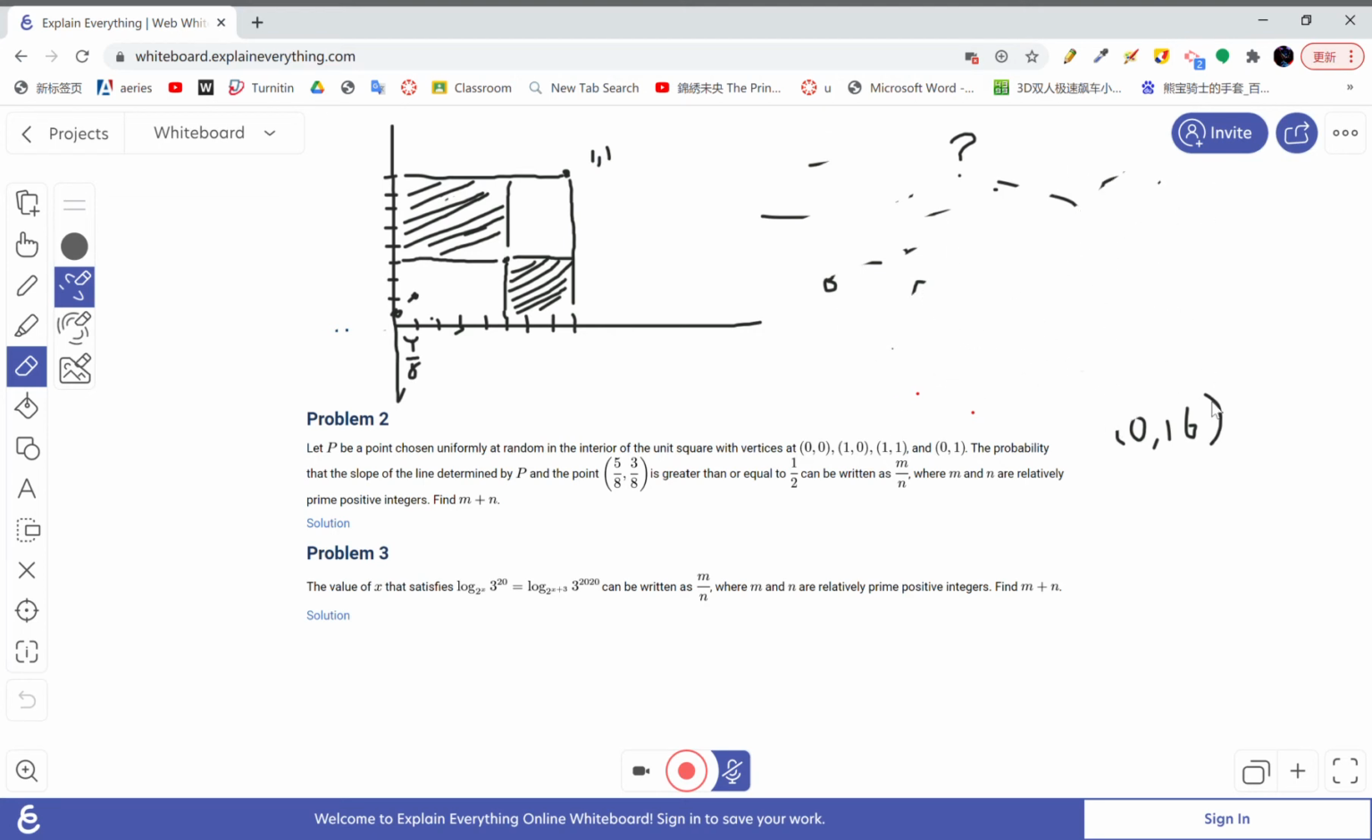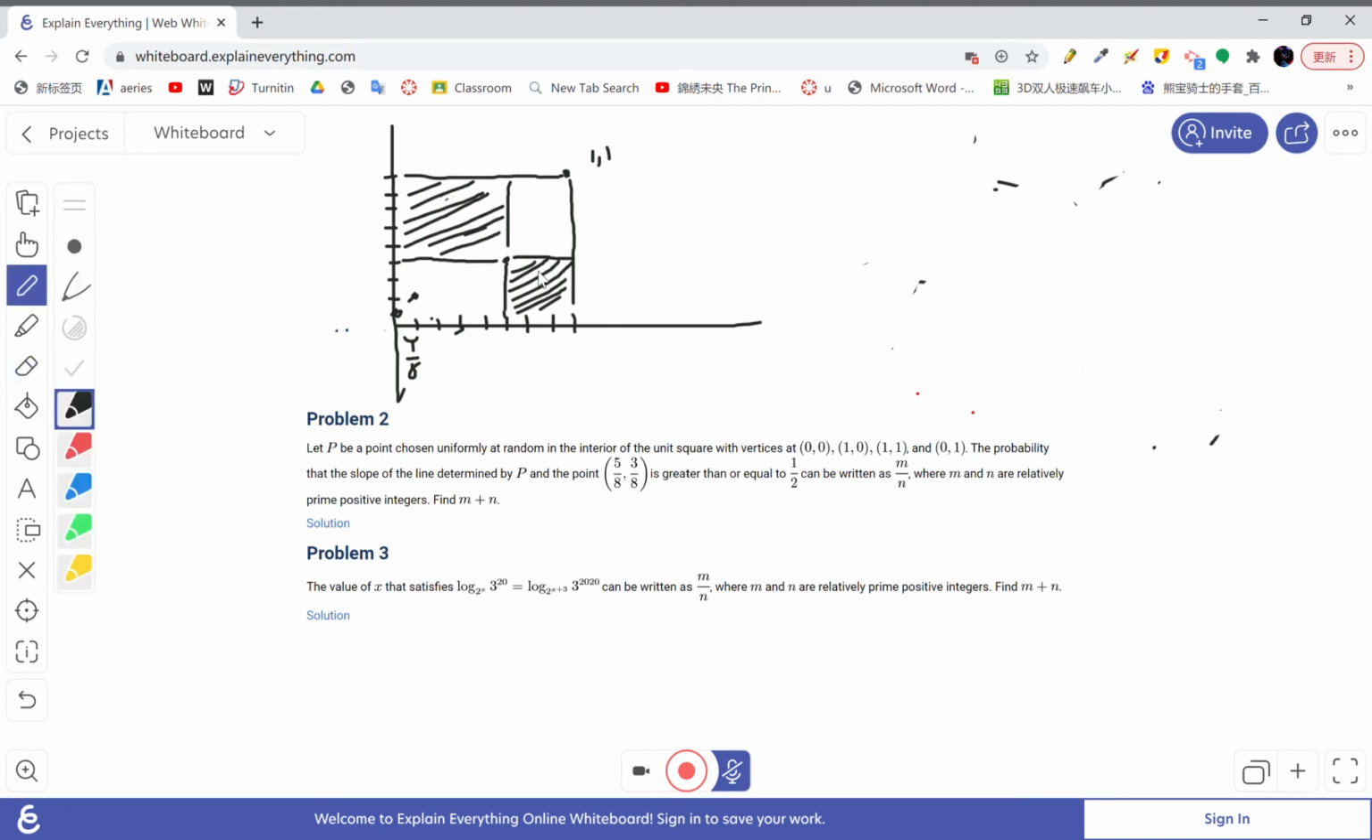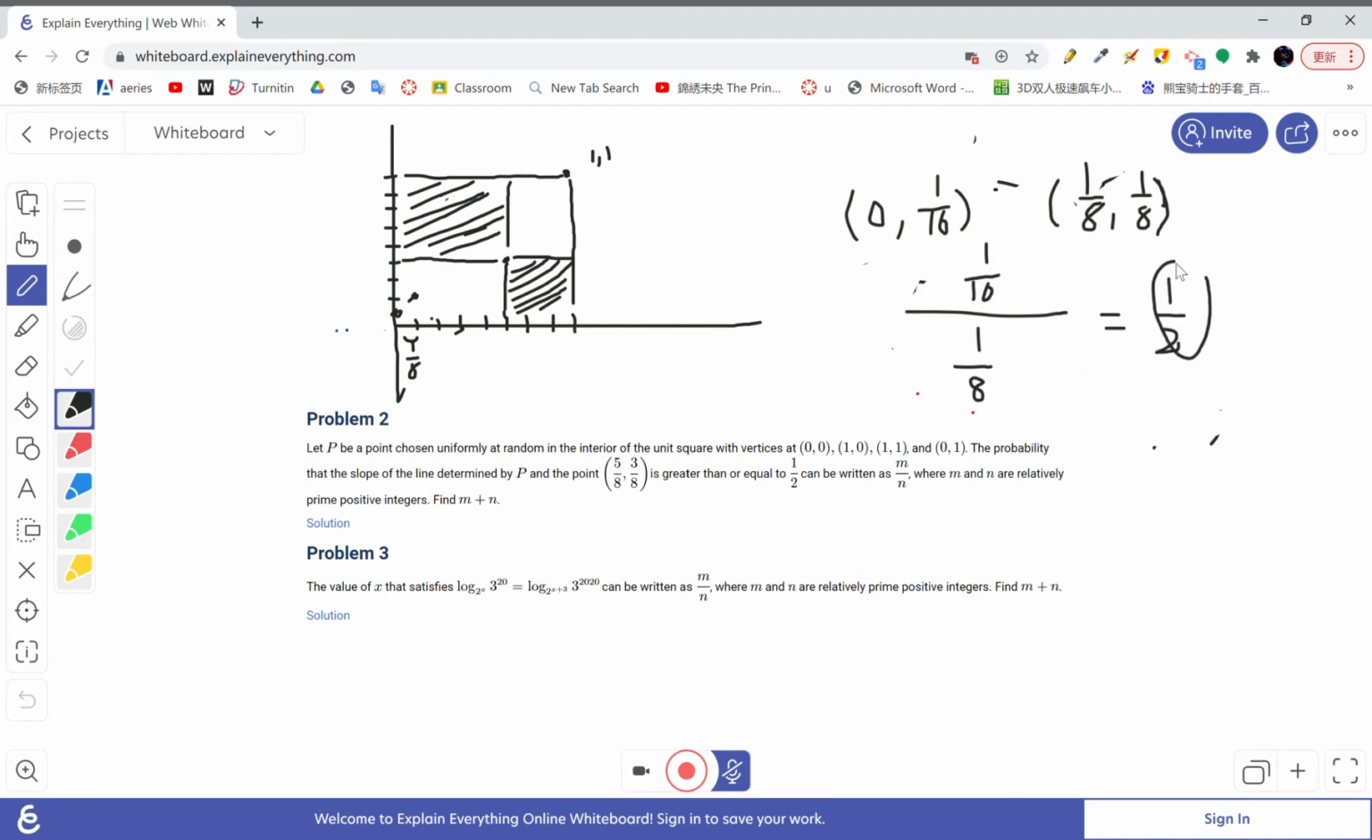So we want to determine the slope that's made by these two lines. One point is (0, 1/16) and another is (1/8, 1/8). We use the slope formula and we get 1/8 over 1/16, which is equal to 1/2, right?